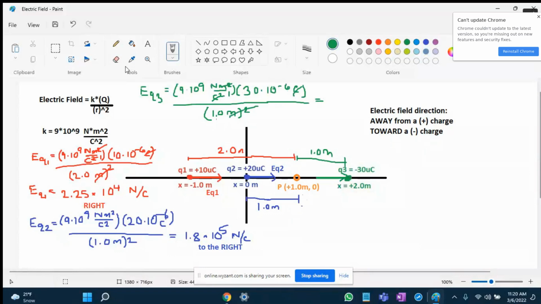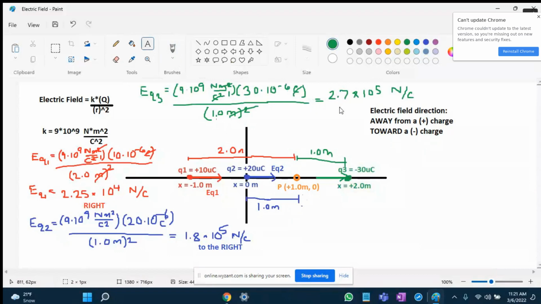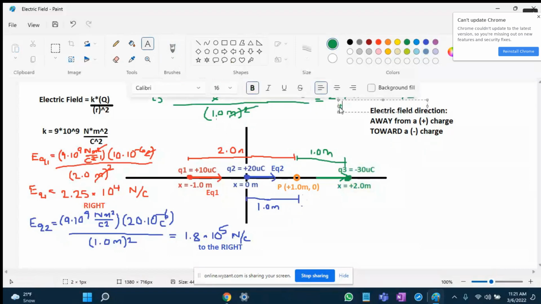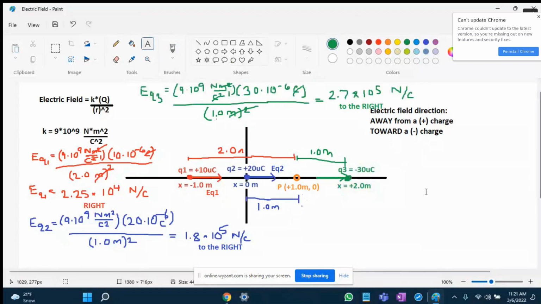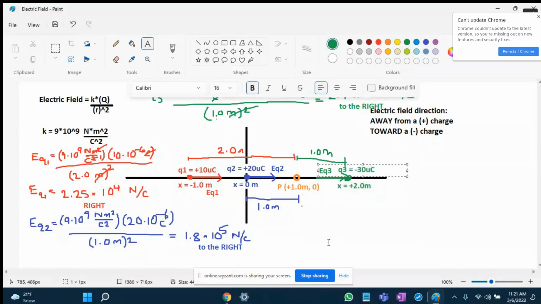So let's plug that into the calculator. It'll be 2.7 times 10 to the 5 newtons per coulomb to the right. All right, so let's label this as EQ3.